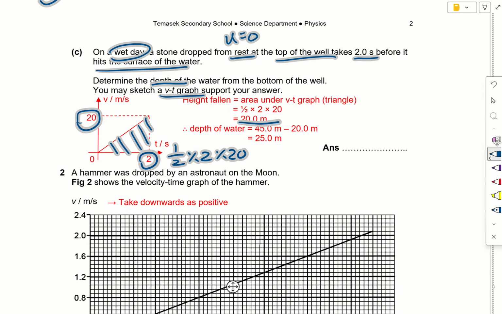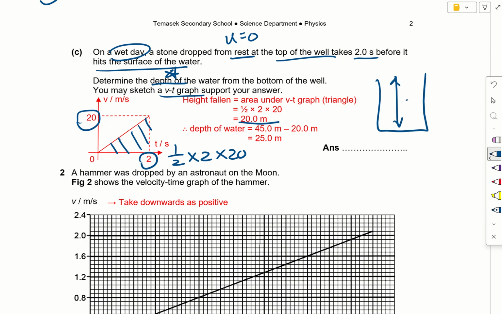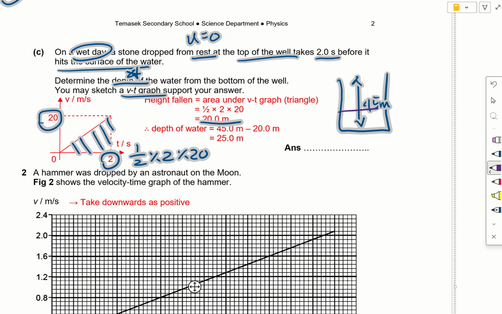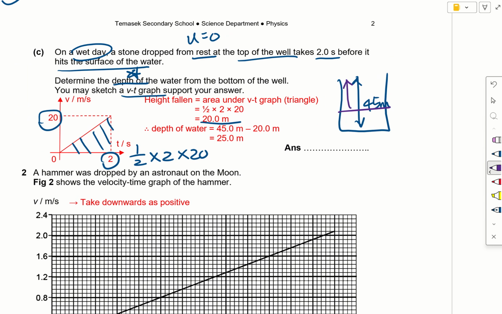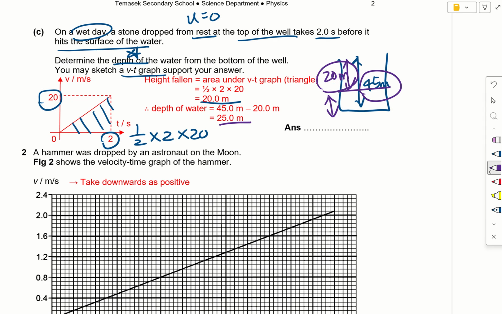But take note, they want us to determine the depth of the water from the bottom of the well. Just now, if it's a dry well, it is 45 meters. But now, because there is water, from the top to the water surface it's 20 meters. So I need to take 45 minus 20 to find the depth of the water, so it is 25 meters.